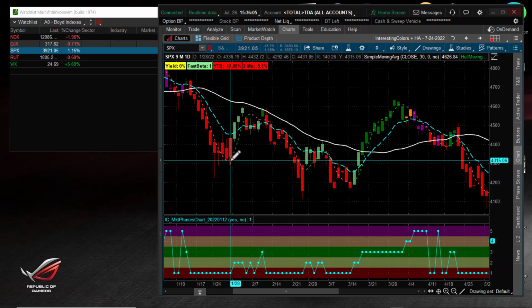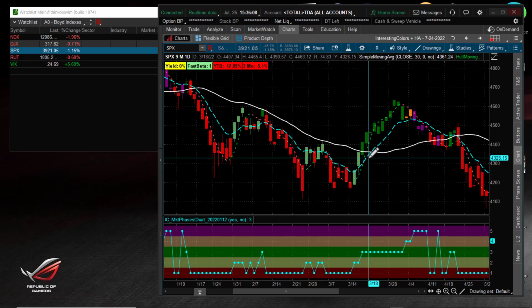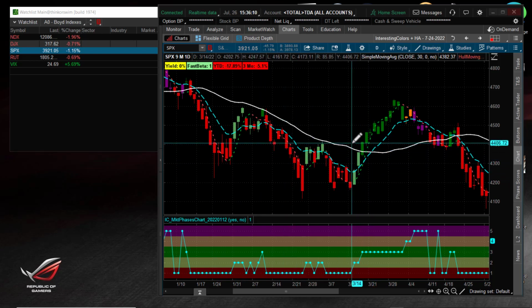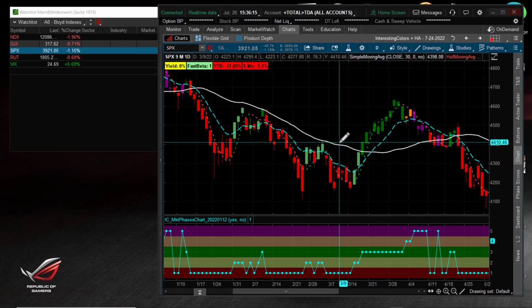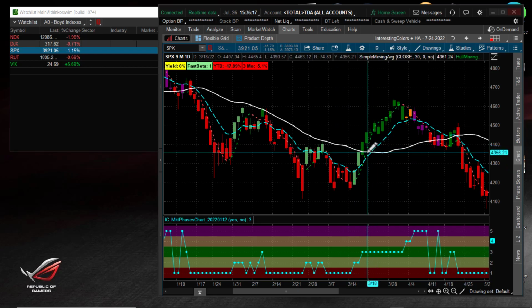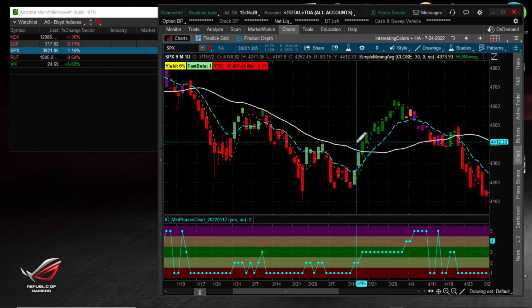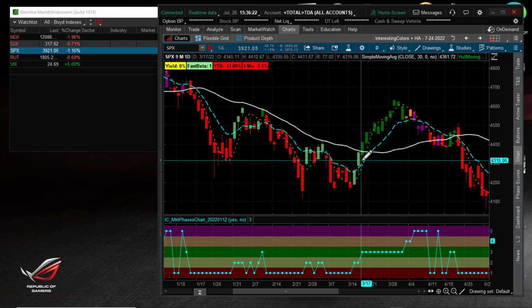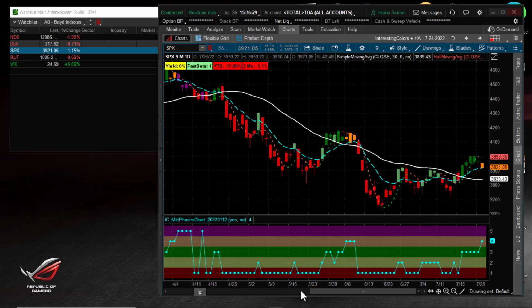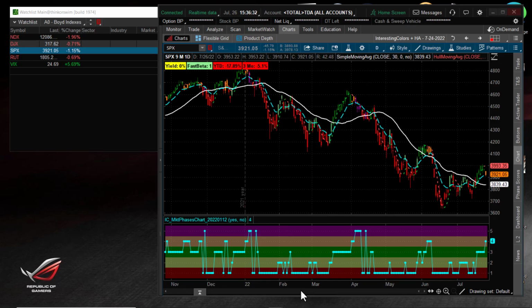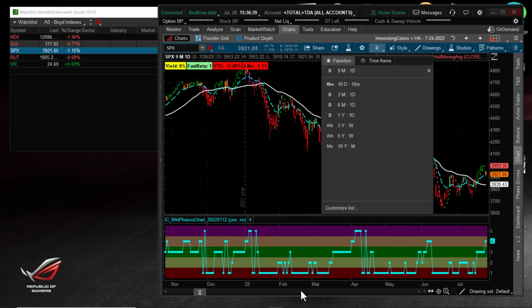Phase 3 means that the closing price is now above the 10-day exponential moving average and the 30-day simple moving average. So here we are. It's a dark green color. Phase 3 can last quite a while sometimes. When we were in a bullish state, it could go for quite a long time.